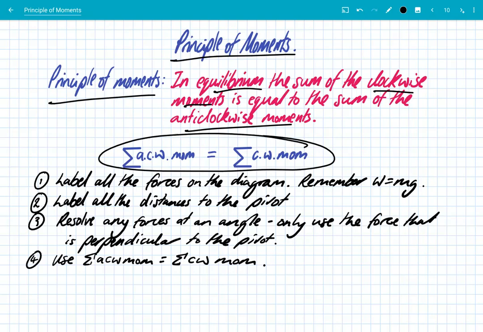Some steps to remember. Number one, label all the forces on the diagram. And remember that weight is mass times gravitational field strength. We never use masses. Label all the distances to the pivot, and you want to use meters, not centimeters. Then you want to make sure that you've labeled the moments, whether they're clockwise or anti-clockwise. Remember to resolve any forces at an angle, and you only use the component that is perpendicular to the pivot. Finally, you then simply use the principle of moments, that the sum of the anti-clockwise moments is equal to the sum of the clockwise moments for a system to be in equilibrium. If you follow those simple rules, you can't go wrong.